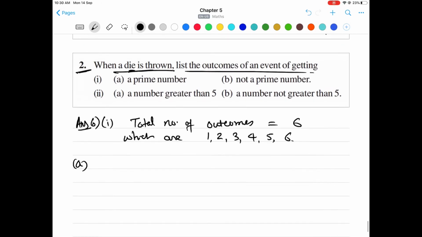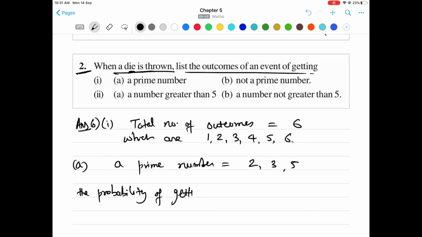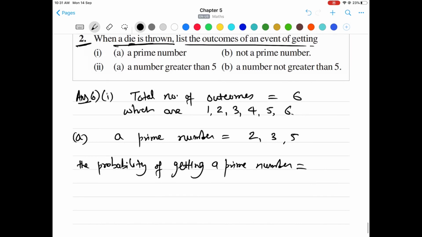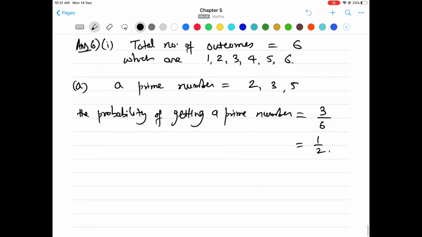So in part 1 we are asked about a prime number. The prime numbers here are 2, 3 and 5. So now the probability of getting a prime number will be the number of prime numbers, which is 3, over the total number of outcomes, which is 6. So the answer will be 1 by 2.